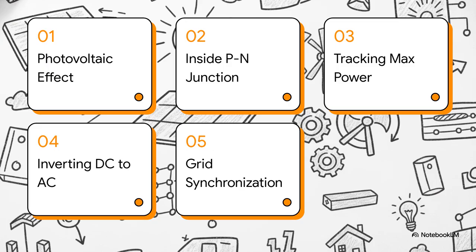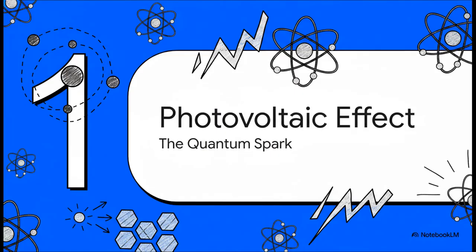Well, to answer that, here is our roadmap for today. Number 1, the photovoltaic effect. 2, inside the PN Junction. 3, tracking maximum power. 4, inverting DC to AC. And 5, synchronizing with the grid. Let's kick things off with our very first act.